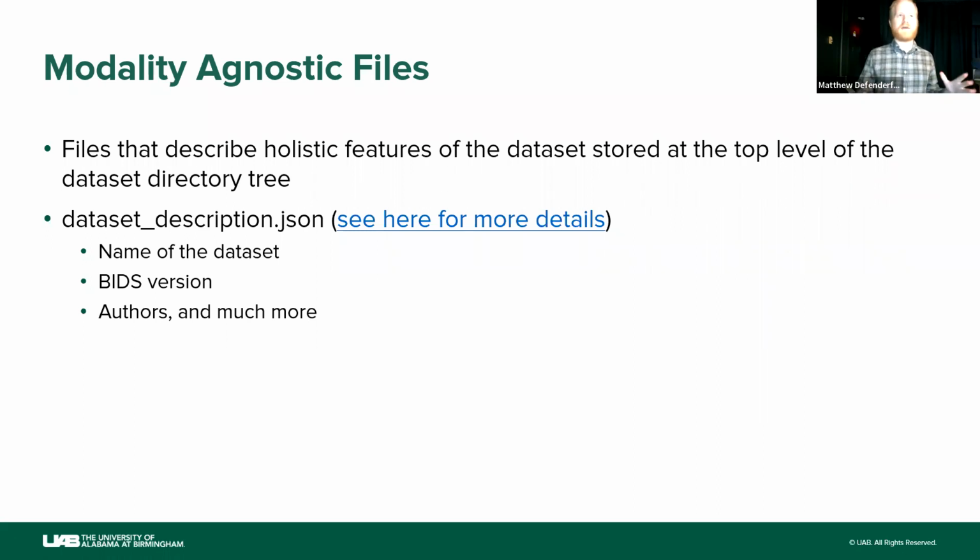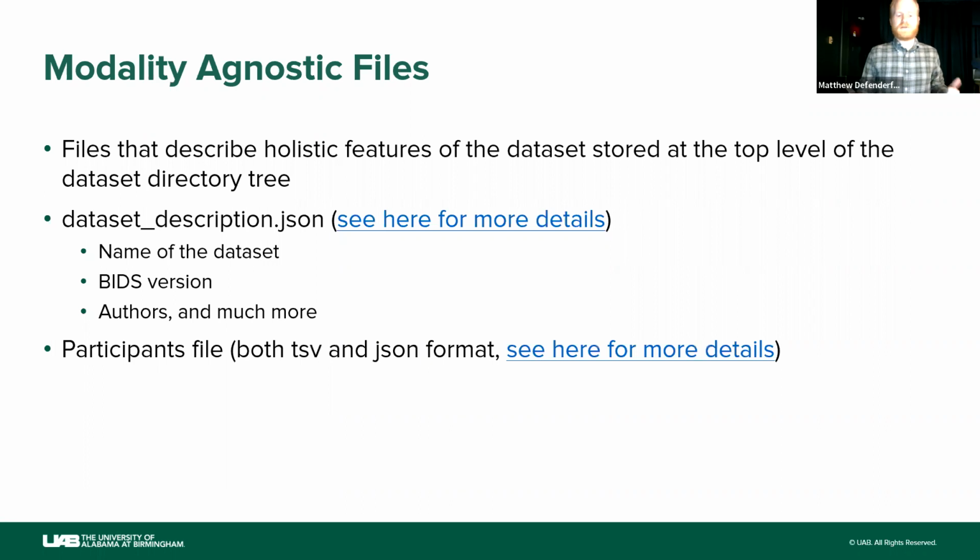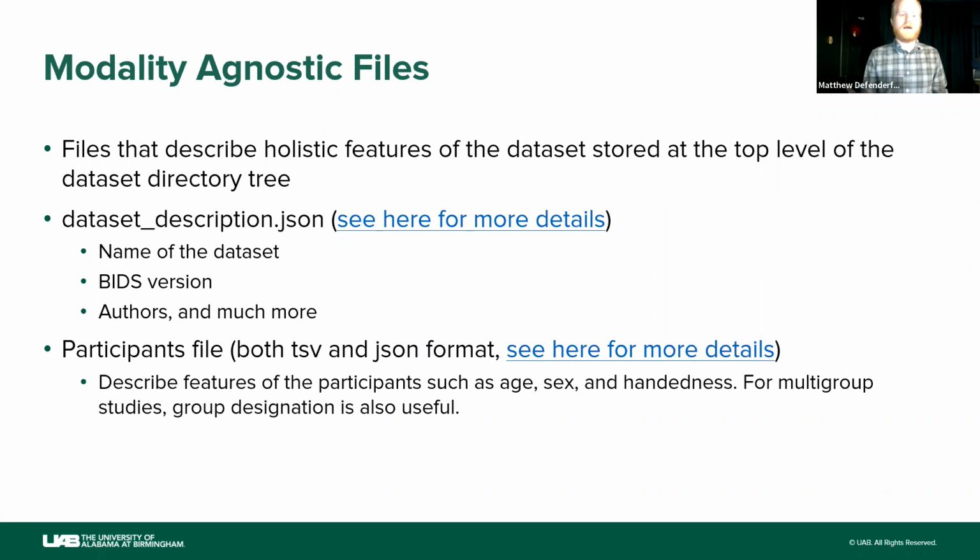There's only one. The tool that we use creates a very generic JSON file for this, but you will need to manually go in and edit it to change the information to make it specific to your data set. In addition, there's also participants files, both in TSV and JSON format. These participants files are very useful because they have been used to store information such as age, sex, handedness. For multi-group studies, you can add a group designation. Basically, anything that you think is useful information for the participants, you would store in this TSV or JSON file. Okay.